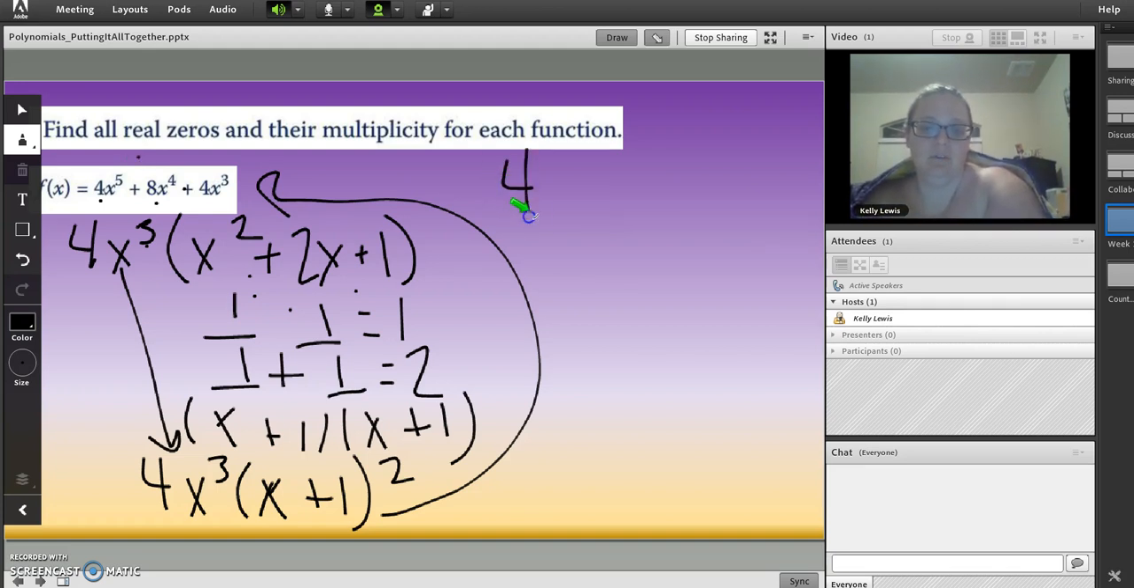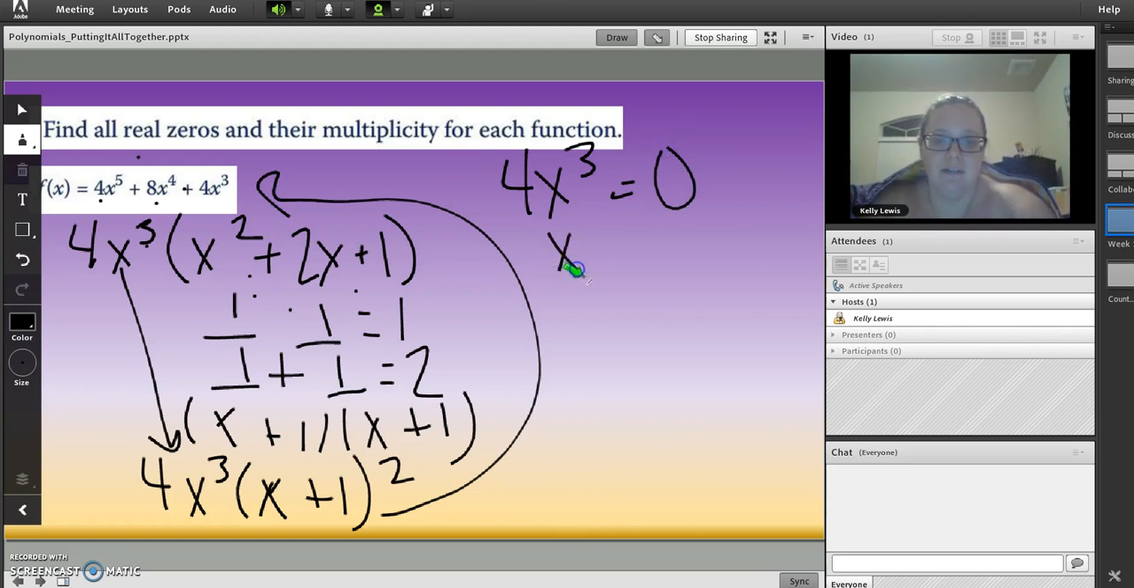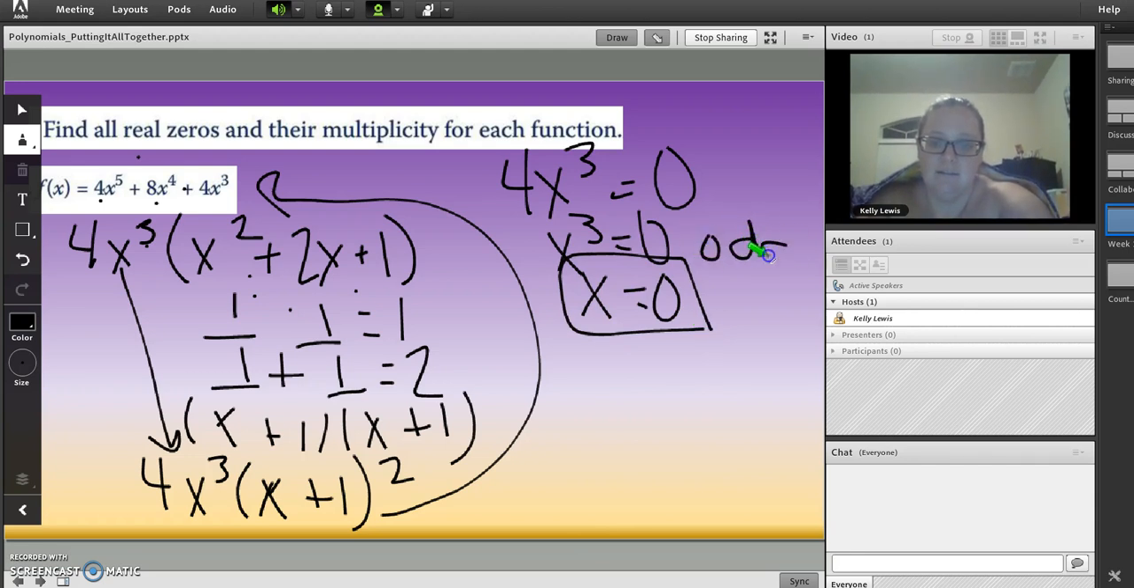So 4x cubed equals 0. Divide by 4, so you get x cubed equals 0. Take the cube root, you get x equals 0. And here the multiplicity is odd because of this 3. When it's odd, it crosses the x-axis. And then we have x plus 1 equals 0.